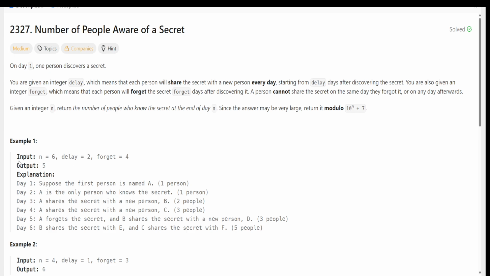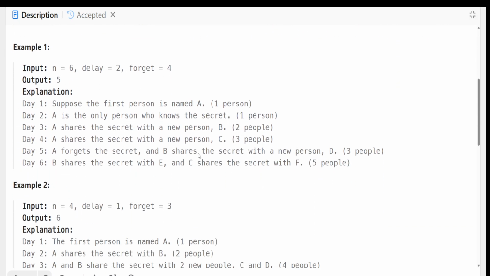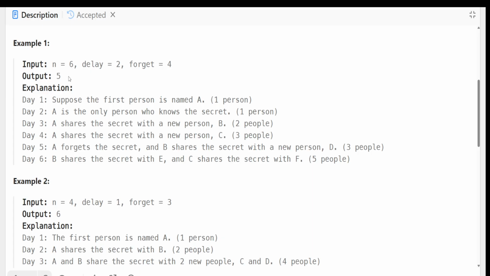So if you see this example, you will understand. Give me a little bit, I will increase the font. Okay, so you can see the example. Very first, what we have given: n equal to 6, delay is 2, and forget is 4. Okay, so very first, on day one a person learns, right? Day 2, nobody new learns, because this person is still waiting for the delay of 2 days, you can say, right?